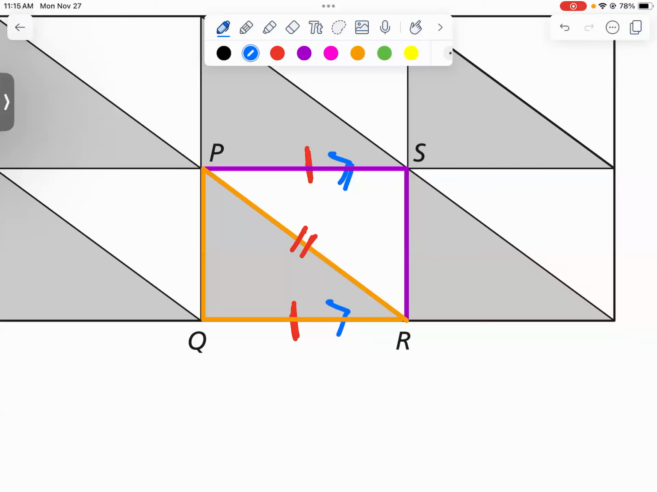Have we used our parallel lines yet? Parallel lines, do they give us congruent sides or congruent angles? Yes, parallel lines with a transversal. Actually, angles SPR and QRP are congruent because what kind of angles are they? Alternate interior.